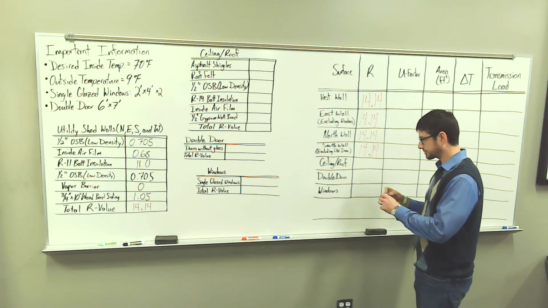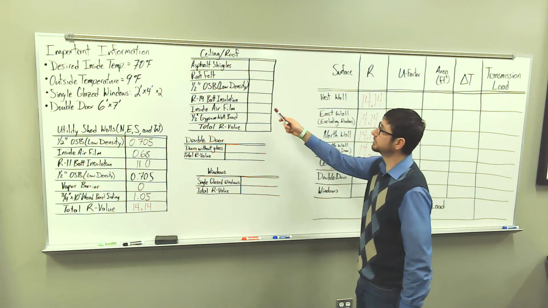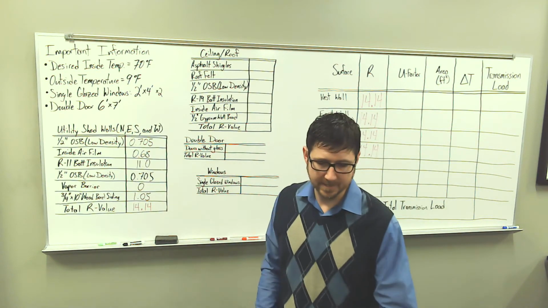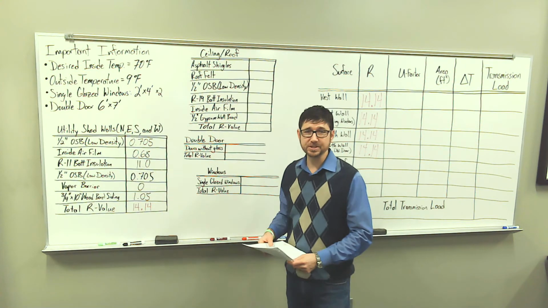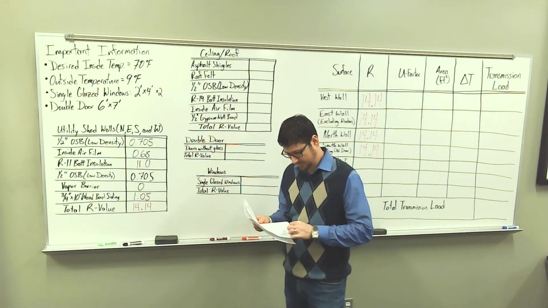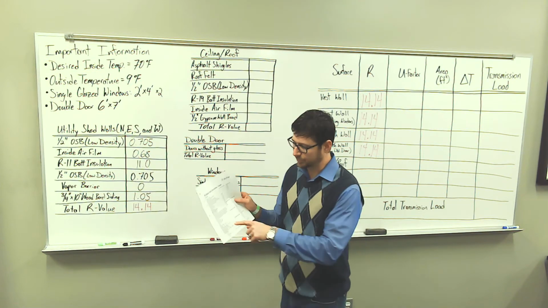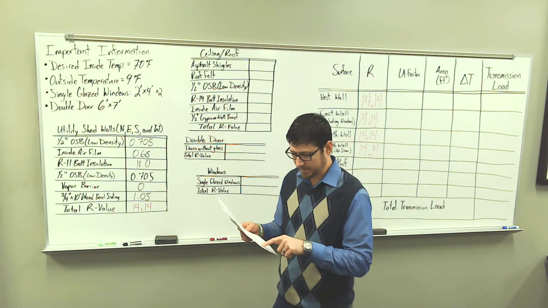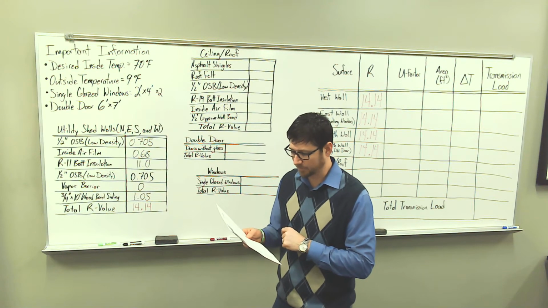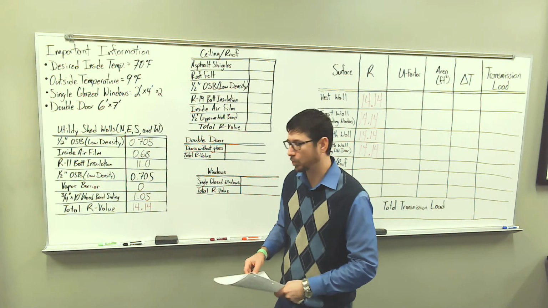Okay. All right. Now let's move on to the ceiling and the roof. So we have asphalt shingles. So let's go to the roofing section in our R values density chart. The asphalt shingles have an R value per unit of 0.44.